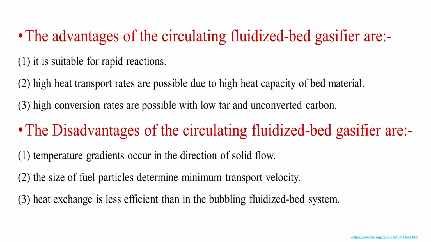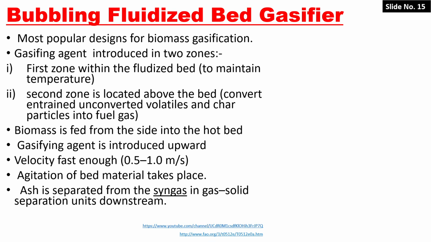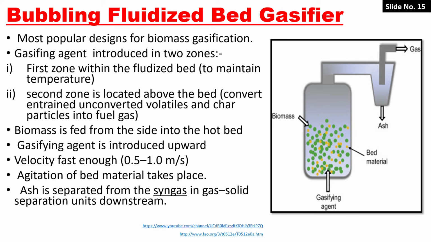Now the last type of gasifier we have is the bubbling fluidized bed gasifier. In this type of gasifier, the gasifying agent can be supplied in two different zones. The first zone is within the fluidized bed in order to maintain the required temperature. The second zone is located above the bed, which aims to convert entrained unconverted volatiles and char particles into fuel gas. It consists of a vessel in which the gasifying agent is introduced upward at a velocity fast enough to agitate the bed material, which sits at the bottom part of the gasifier, and to maintain the required temperature.